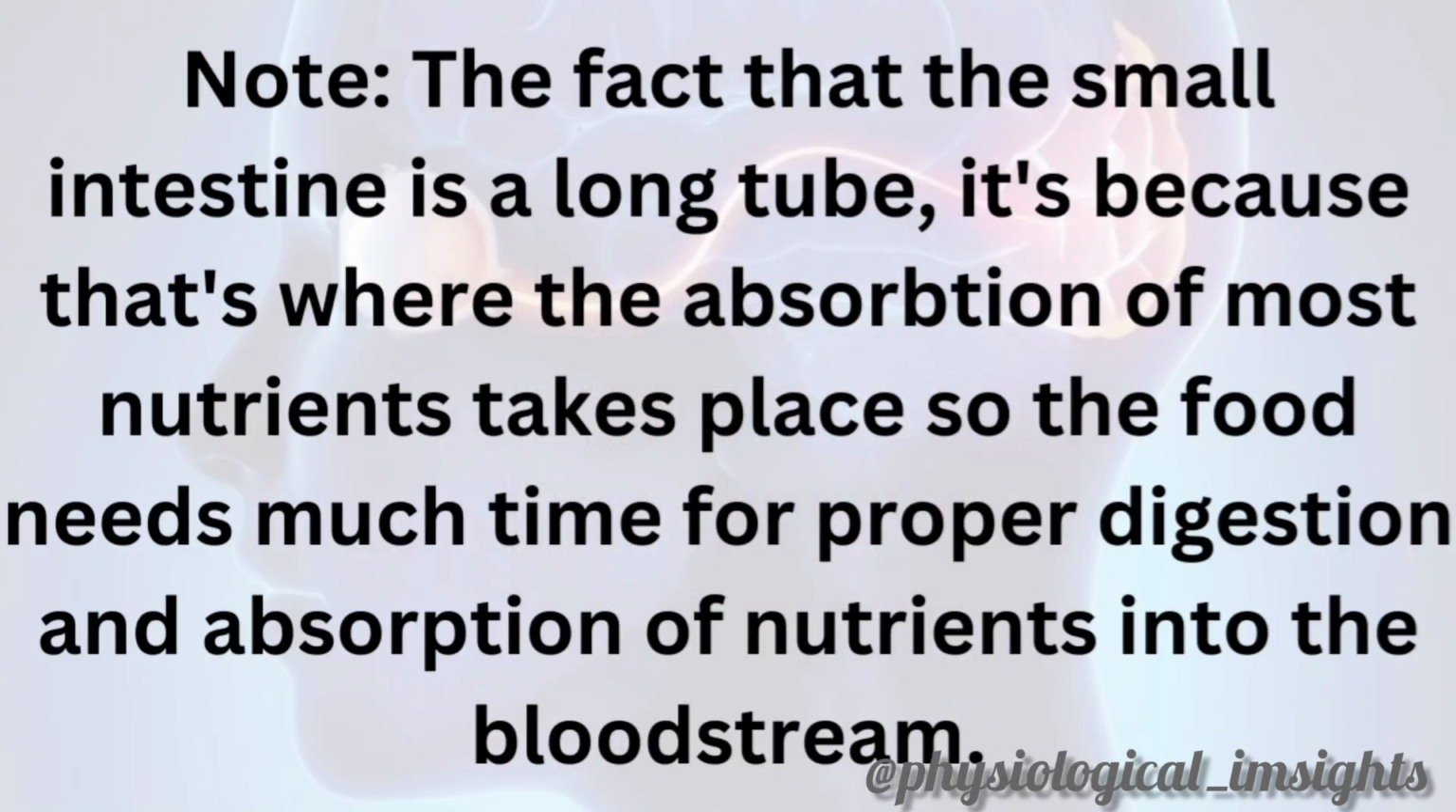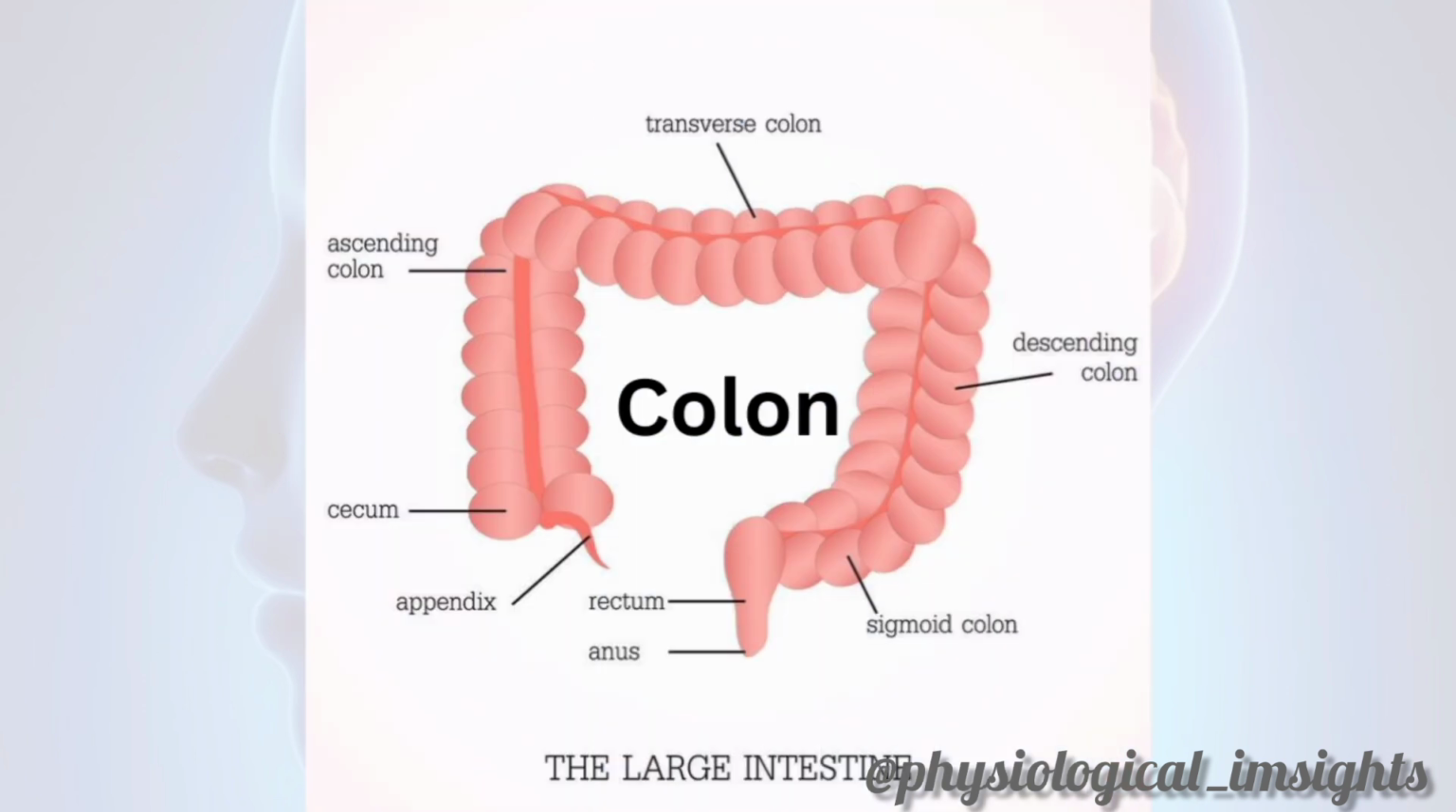Note: the small intestine is a long tube because that's where the absorption of most nutrients takes place, so the food needs much time for proper digestion and absorption of nutrients into the bloodstream. After that, food travels from the small intestine into the large intestine, also called the colon.